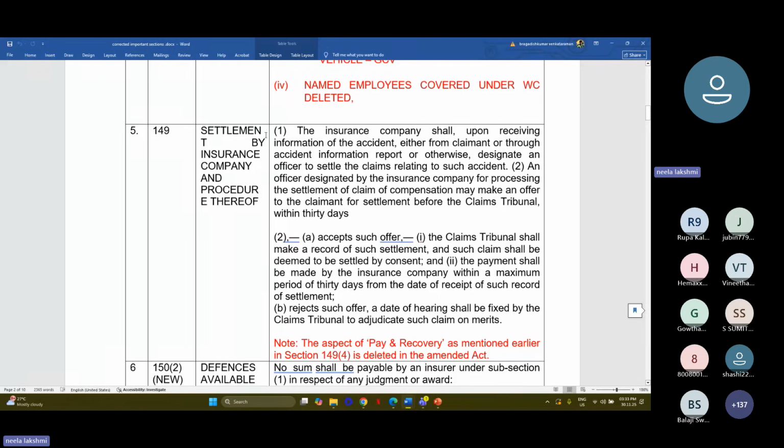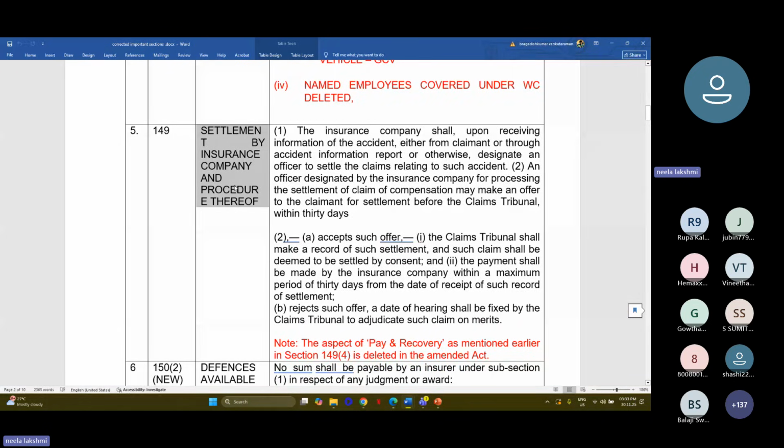Apart from all this, we have seen in the PPT, whatever happens in section 149. This is the main important amendment in the new section as far as insurance companies are concerned. Settlement by the insurance company and the procedure, the entire procedure is changed.